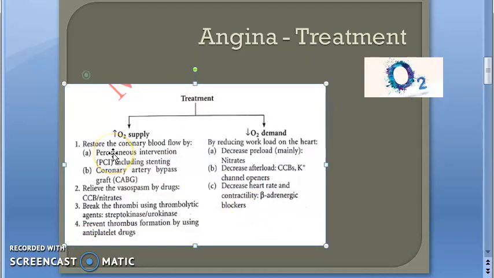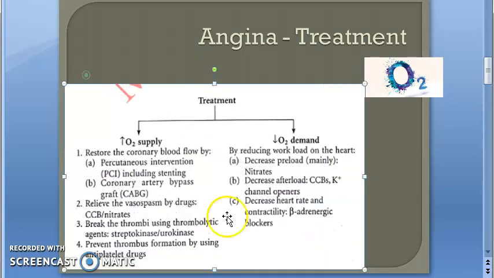So you can either restore the coronary blood flow to increase the oxygen supply. You can do percutaneous intervention. You can do coronary artery bypass graft. You can relieve the vasospasm by giving some calcium channel blockers, nitrates. You can break the thrombi using thrombolytic agents like streptokinase, urokinase. You know all these, right? They give it in myocardial infarction to do thrombolysis. Prevent thrombus formation using antiplatelet drugs.